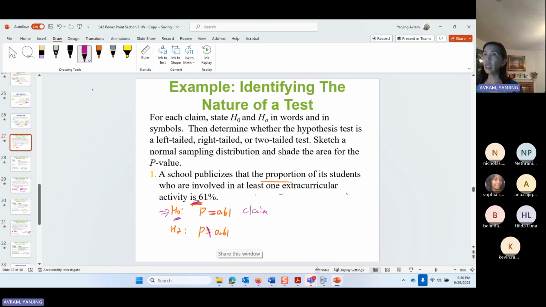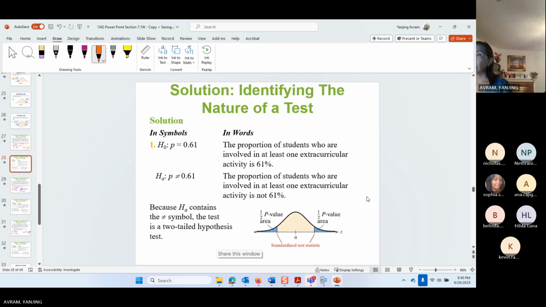All right, and what kind of test is that? Remember, the test will look at the alternative one. So this is going to be called a two-tail test. Two-tail means one part is on the left, one part is on the right. Each part is half of the p-value. So that's a two-tail test in this case.